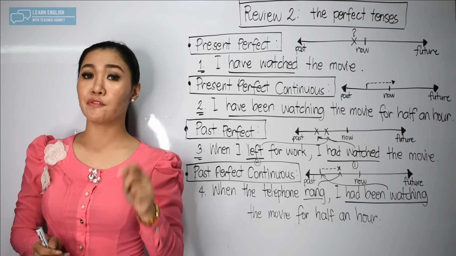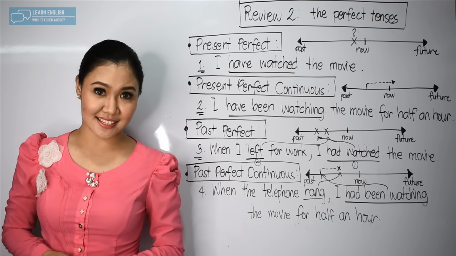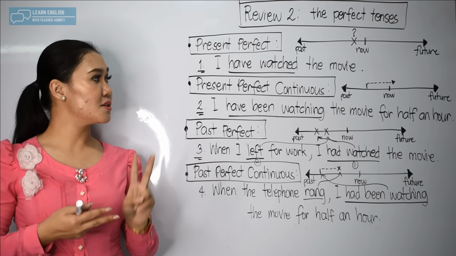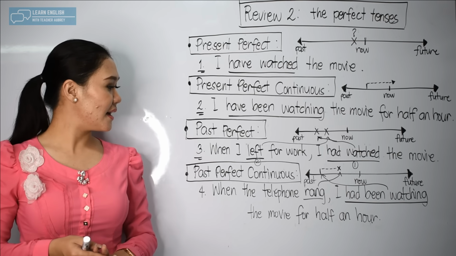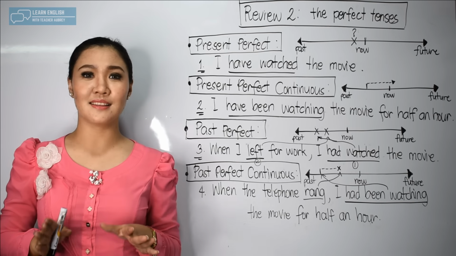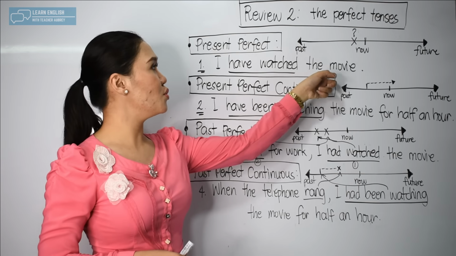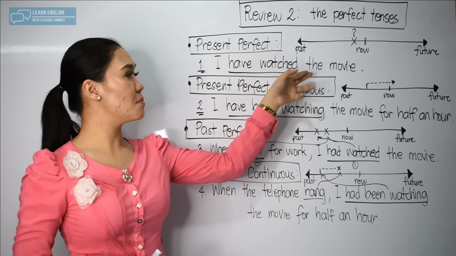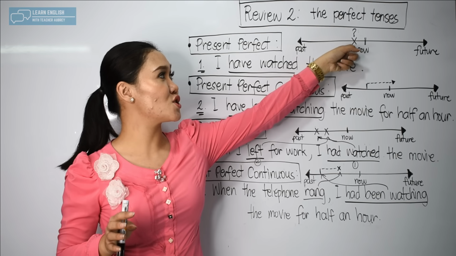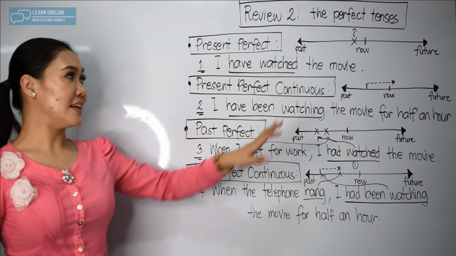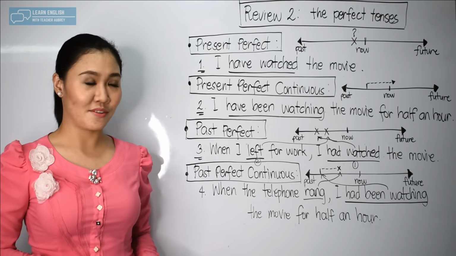Before we move on to our future tenses of the verb, let's have a short review of our perfect tenses. For the present perfect continuous or present perfect progressive, for the past perfect, and for the past perfect continuous, let us see the difference. For the present perfect, this is the example. I have watched the movie. It means, nanood ako ng movie, ngayon lang, as in katatapos lamang. Ito siya kung titingnan natin sa timeline. Okay? At dahil may question mark, hindi tayo dapat magbanggit ng tiyak na time expression kung kailan siya nangyari. That is for the present perfect.